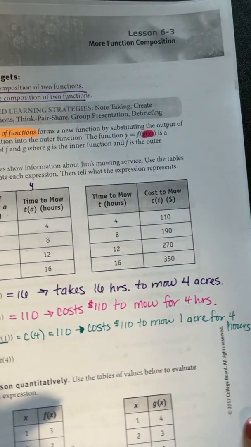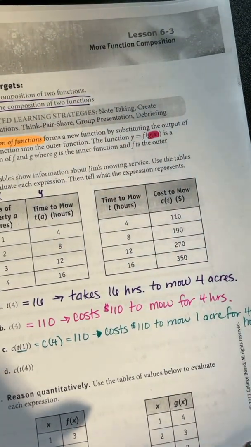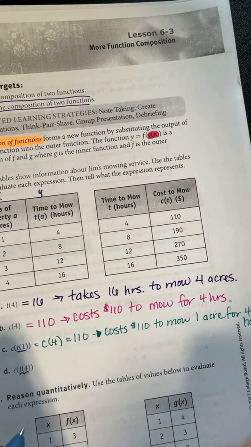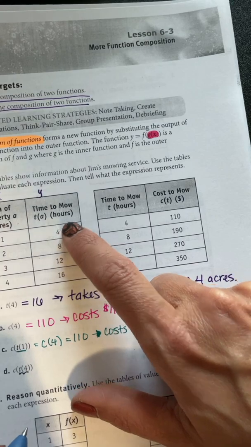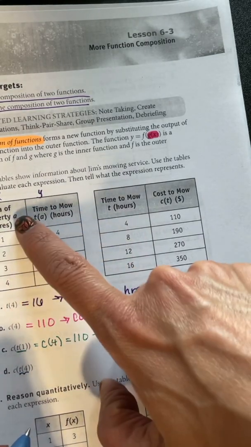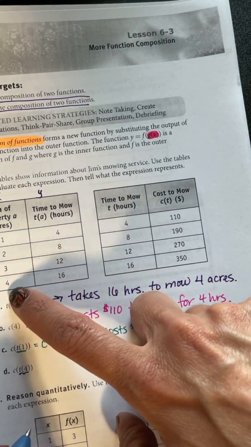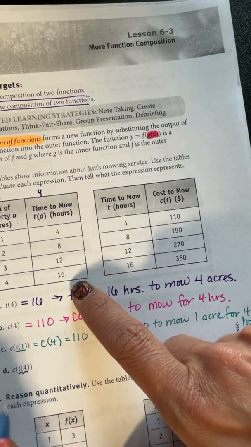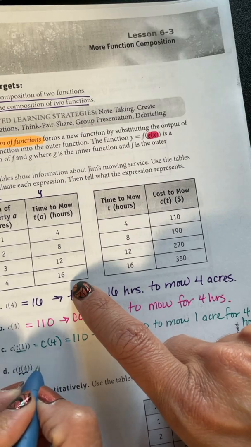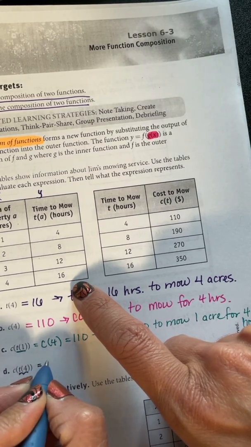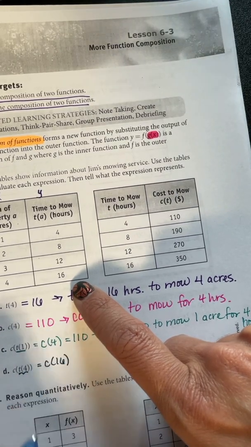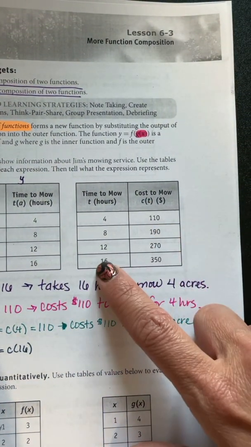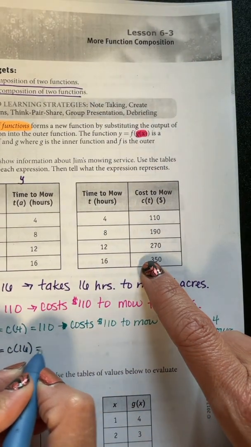Letter D. C of T of 4. Okay, so start on the inside, T of 4, so the time to mow function. T of 4, so that means they have 4 acres. It's going to take 16 hours to mow those 4 acres. Okay, so I know that T of 4 is 16, because that's the output. Now I have to figure out what is C of 16. Well, cost to mow, C of 16 is $350.